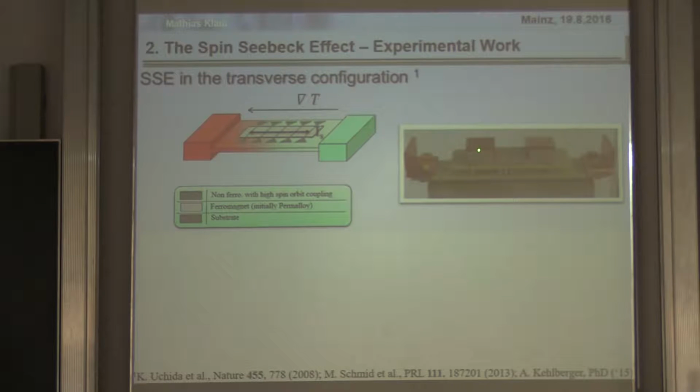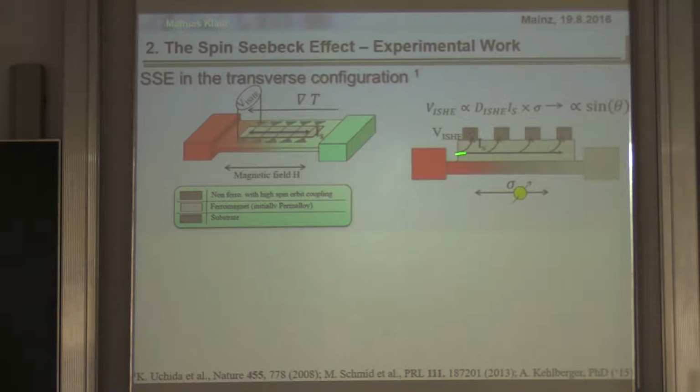So here we had the hot and the cold end. The idea was that if you have the spin current flowing along the temperature gradient, then the generated spin current that enters the platinum will generate a charge current that you can measure as a voltage due to the inverse spin Hall effect.